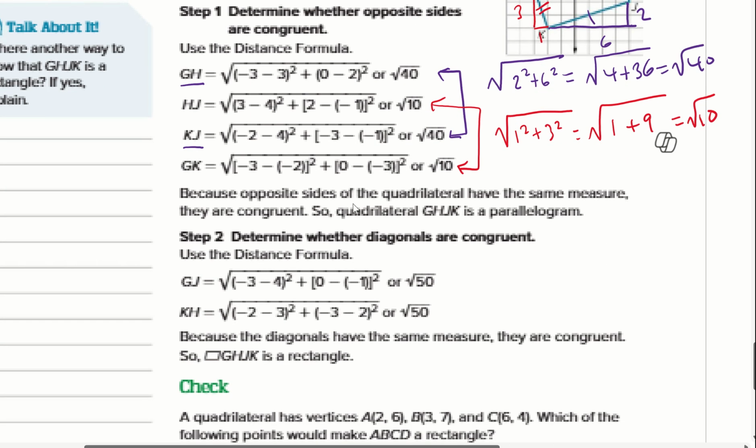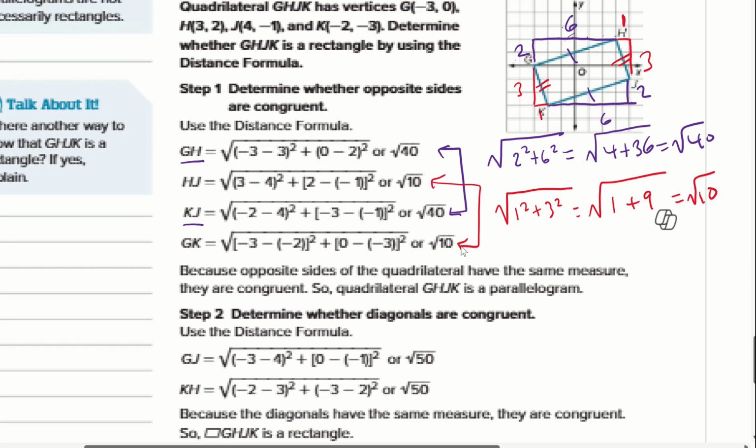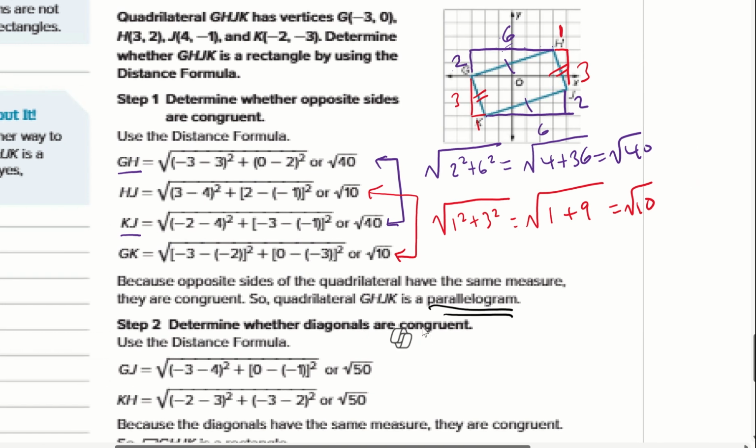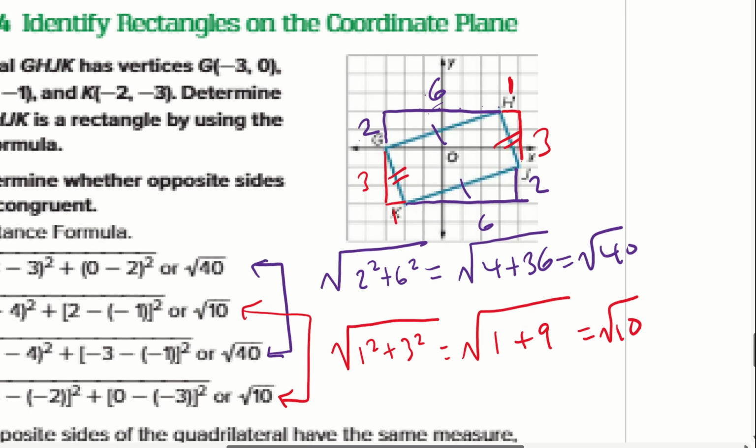Now, because opposite sides have the same measure, they are congruent, and so it has to be a parallelogram. Now, to prove that it's specifically a rectangle, we have to look at the diagonals, and we have to see that the diagonals are congruent. So that's what we have to find out next. If I just focus on this for a second and look at the diagonals, this diagonal and this diagonal, let's count those diagonals.